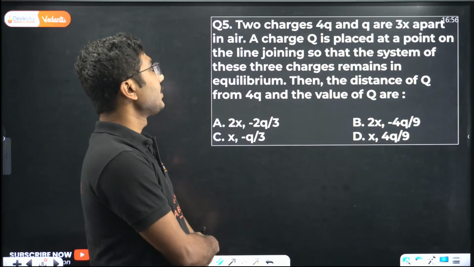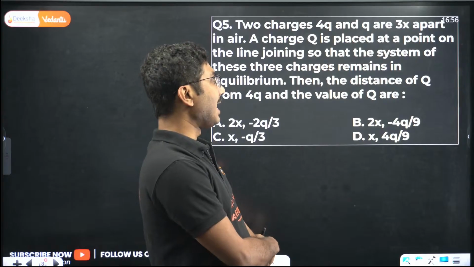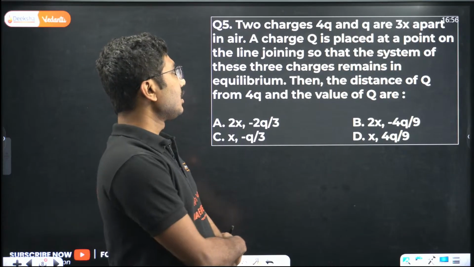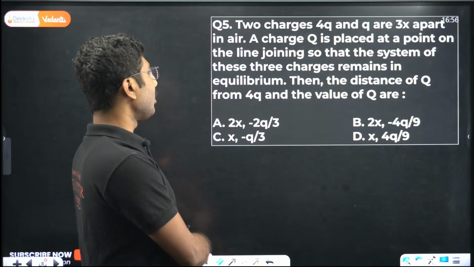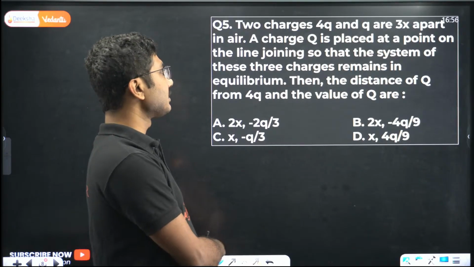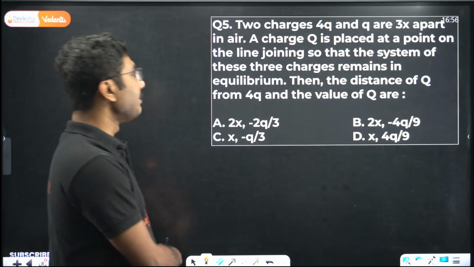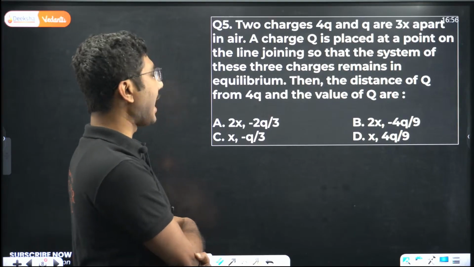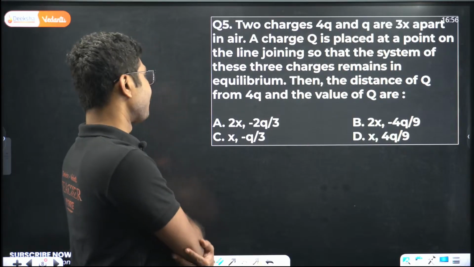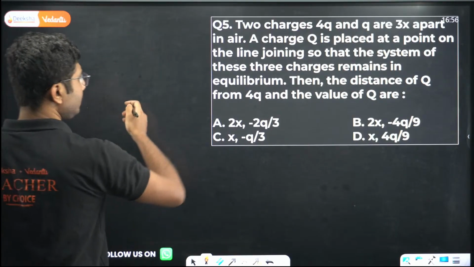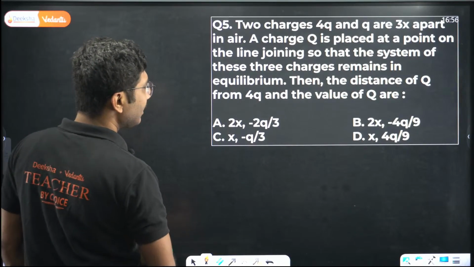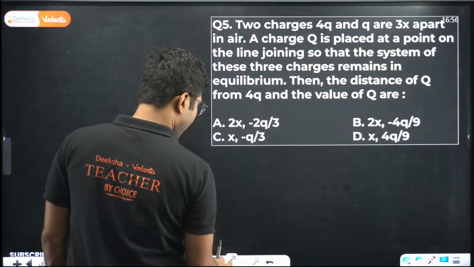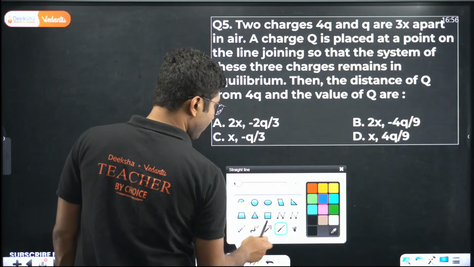Two charges 4q and q are 3x apart in air. A charge capital Q is placed at a point on the line joining so that the system of these three charges remains in equilibrium. Then the distance of capital Q from 4Q and the value of capital Q are. So two charges 4Q and Q are 3x apart in air. Again, let me use the tools.